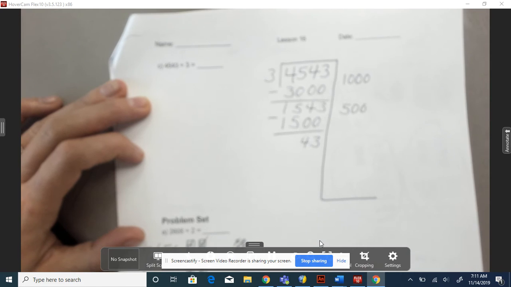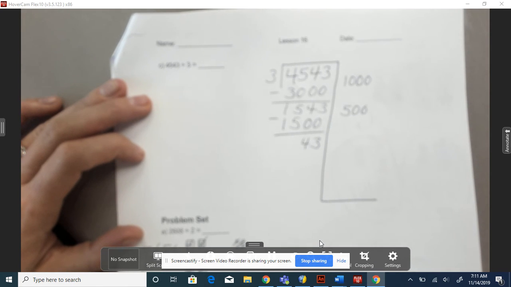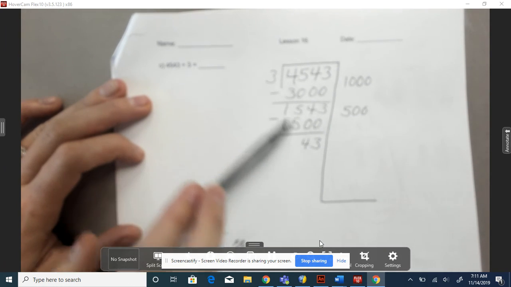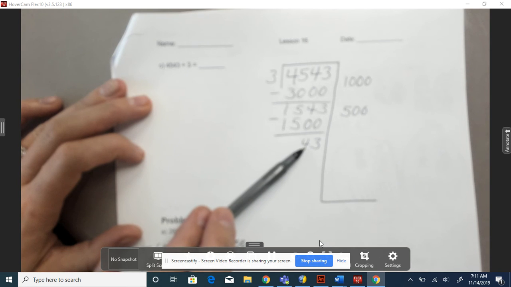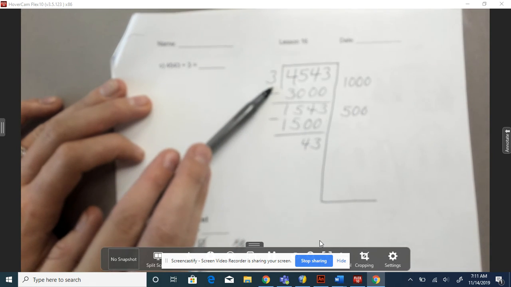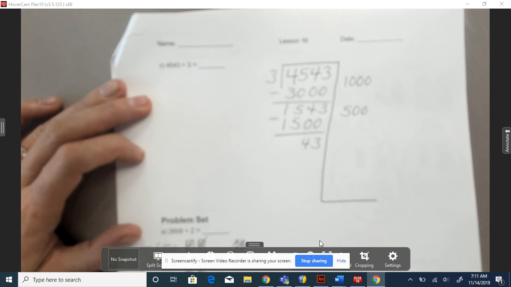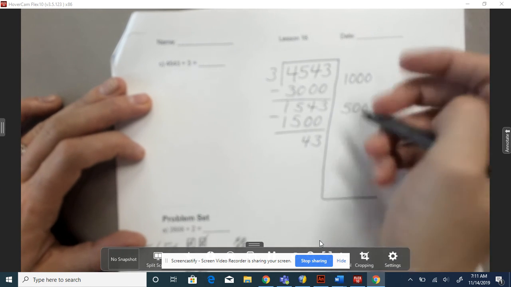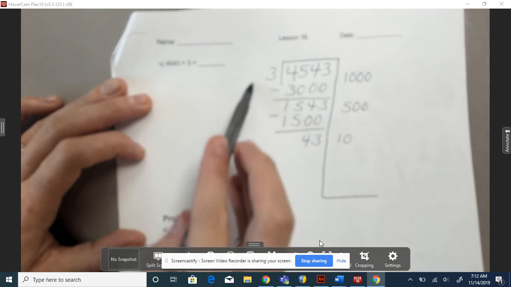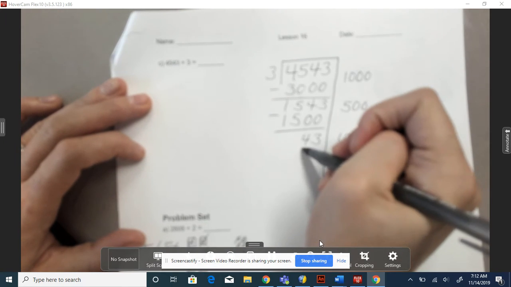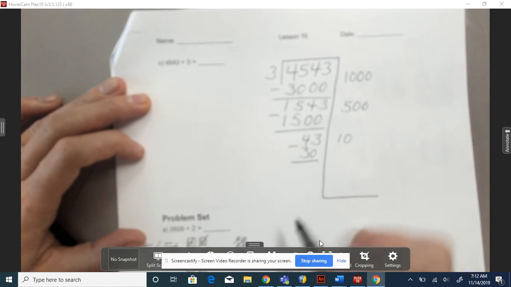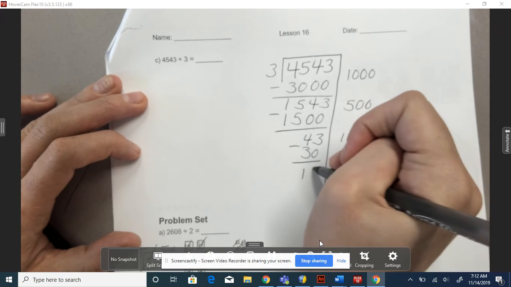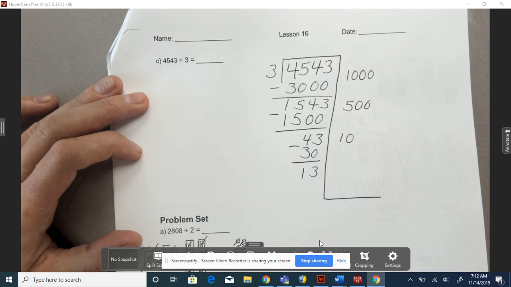Subtract. Oh, we only have 43 left over? Let's see. I know that it's 4 tens. So I'm trying to get something times 3 to get as close to 4 tens, or 40. Let's see. I know that 3 times 10 is 30, and 3 times 20 is 60. Oh, 60 is too big. So I'm going to use 10, because 3 times 10 is 30. Subtract. 13 left over.